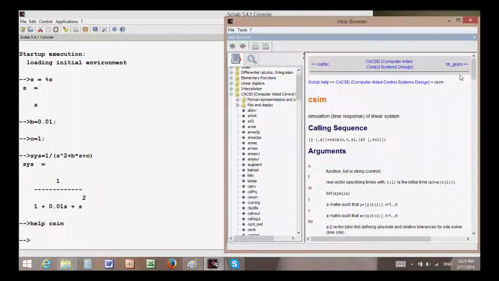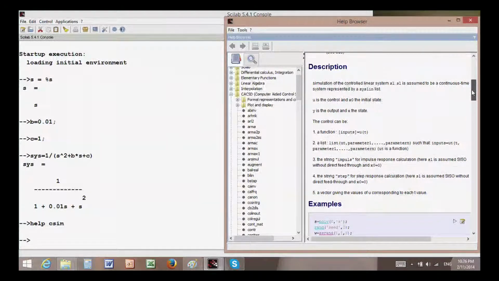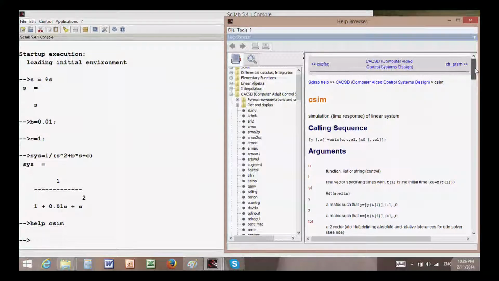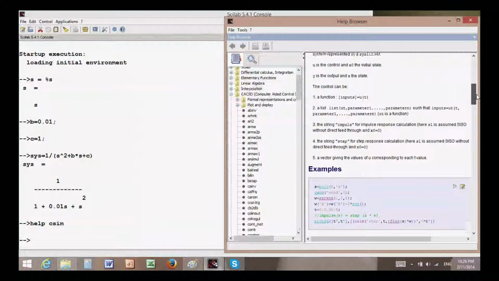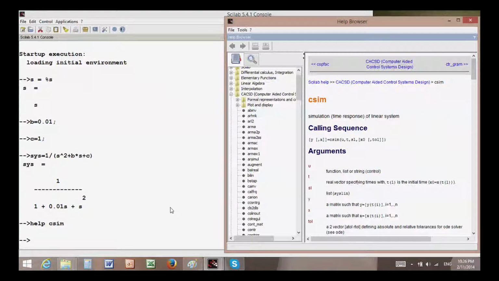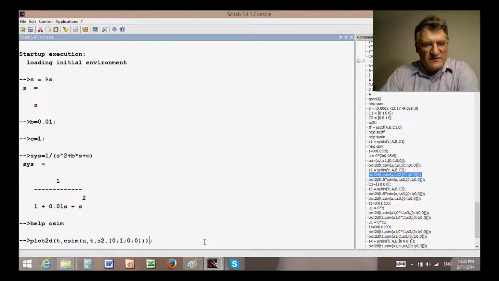and says that we can write, we can use it as, okay, so we will use csim, okay, and what we will do is we'll make the following command. Okay, we'll play csim, but we will say that we want the step response of the transfer function.